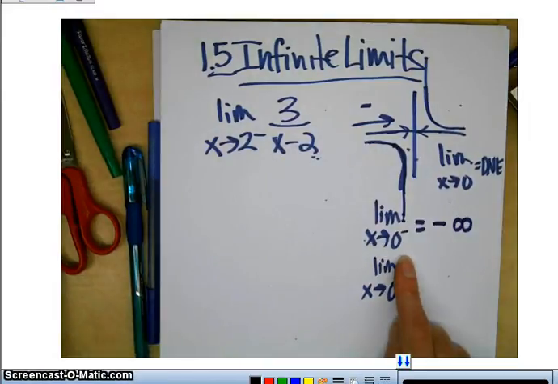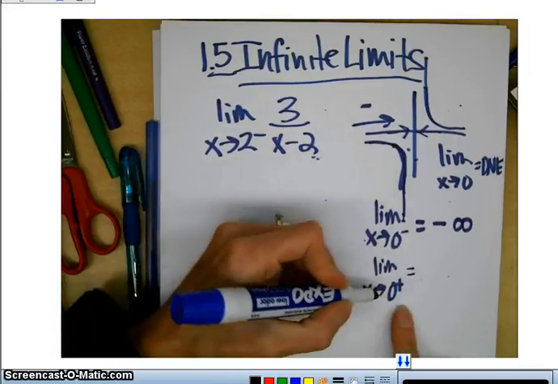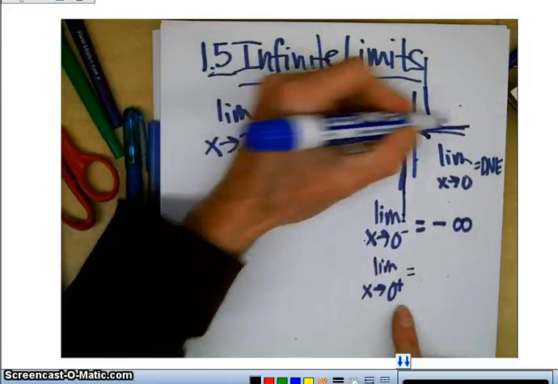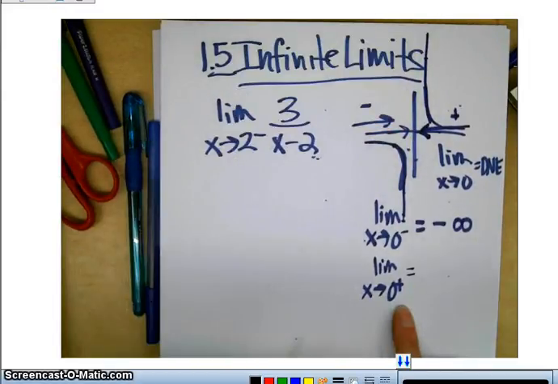Okay, one-sided limits always have an answer. The answer may be negative infinity or positive infinity, but you never give does not exist for a one-sided limit. So the limit as x goes to 0 from the positive. Here's x going to 0 from the positive. Where is the y value going? Positive infinity.